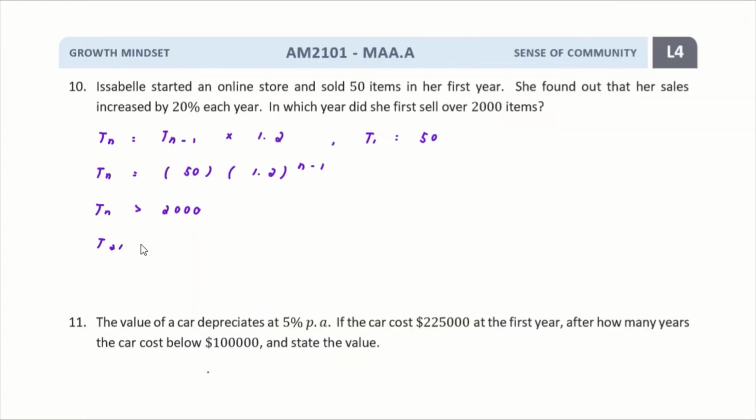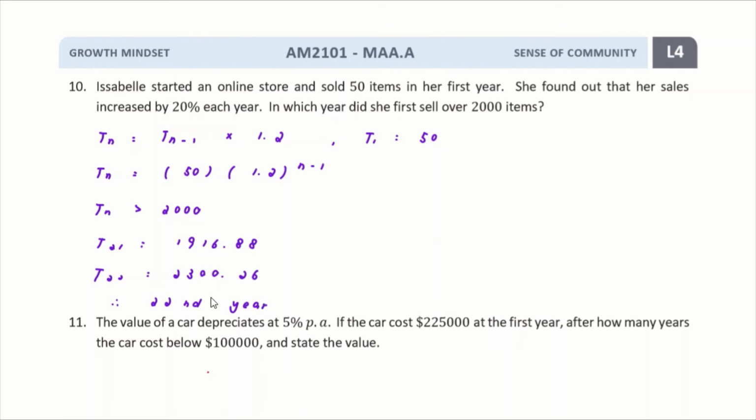Okay, so you can just write down your answer by writing down these two terms. T21 is equal to 1916.88. You must write both because you need to prove that this is the first one that exceeds 2000. After you got this, remember to write down your answer in which year, which in this case is the 22nd year.